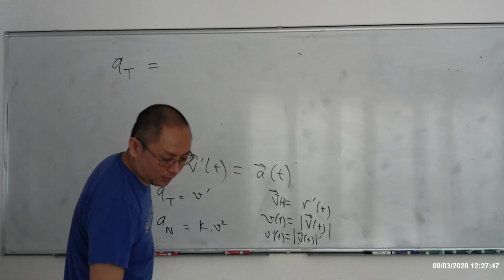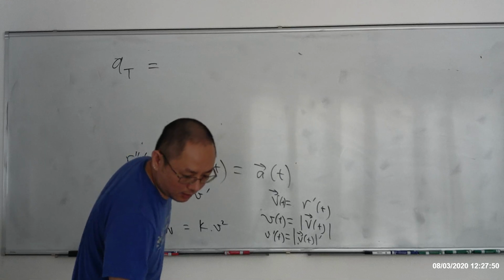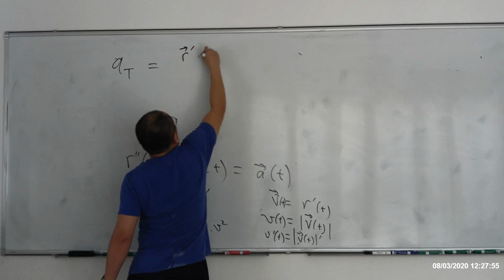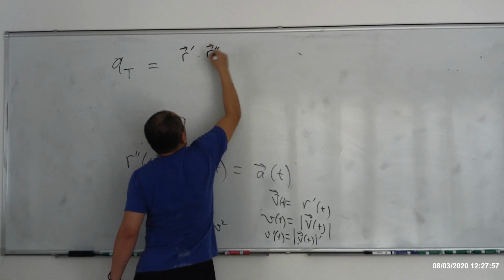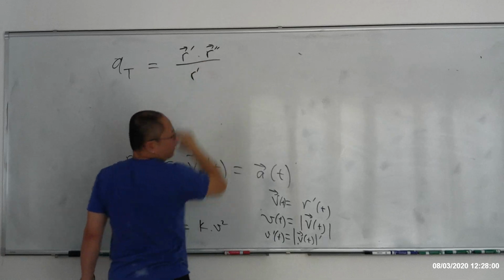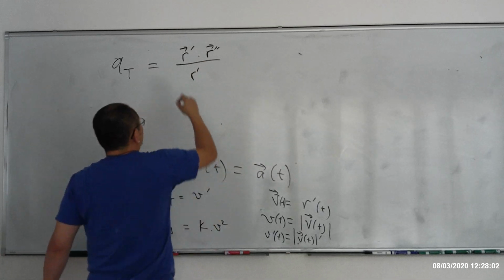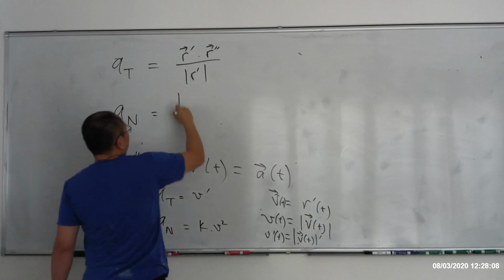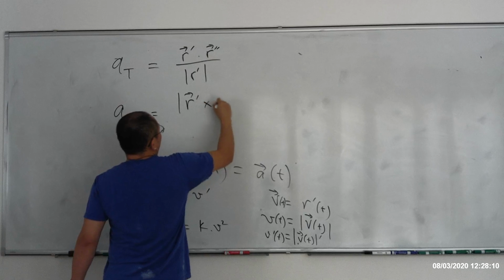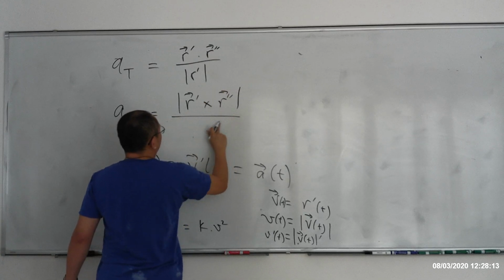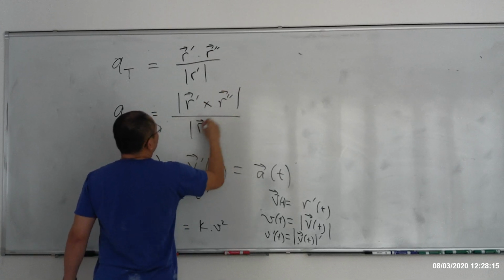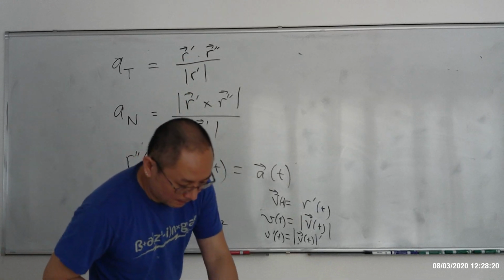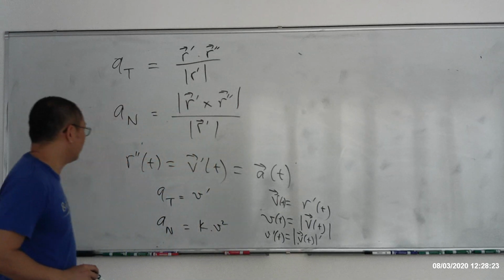the dot product. So where's the dot product in here? Make sure that I got it right. Yeah. R prime dot R double prime over the magnitude of R prime. Okay? And the normal part, AN, is R prime cross R double prime divided by the magnitude of R prime. So the only difference is this is the dot product and this is the cross product. Okay? No numbers.